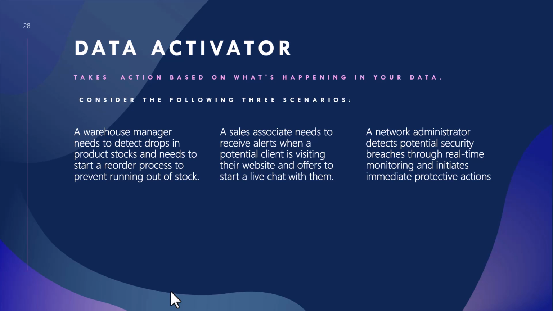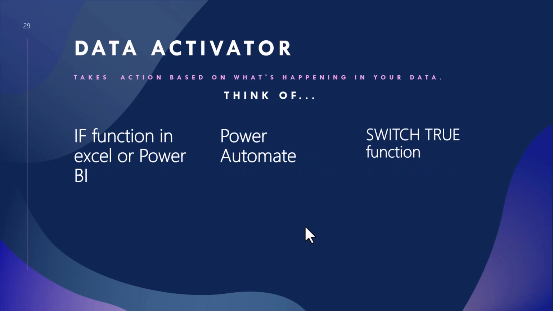Then the next scenario: a network administrator detects a potential security breach through real-time monitoring and initiates protective action. Somebody is trying to hack into your organization's system, but you are getting a notification in real time. How is this happening? All of this can be monitored using Data Activator, and there are other scenarios that you can use it for. So I want you to think of the IF function, the SWITCH function, or Power Automate when you are thinking about Data Activator. Like I said, it takes action based on what is happening in your data.